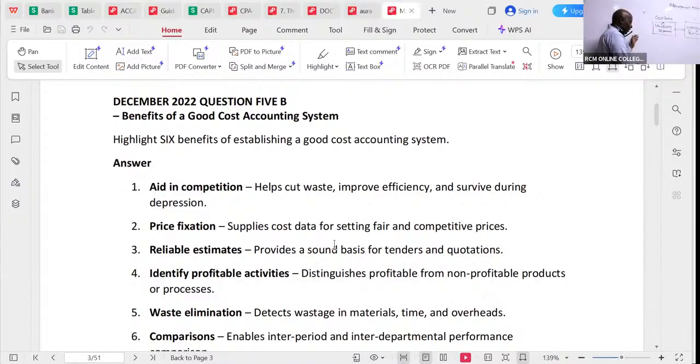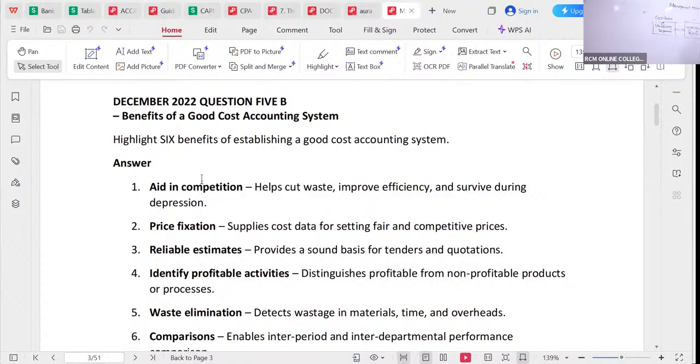Advantages of systems, ladies and gentlemen. For example, if it's a cost accounting system, I can use it to determine my costs and fix my selling price automatically. I can also use dashboards on my screen to measure the performance of my employees and my departments. That is the same language as asking you the functions of a management accountant. So highlight 6 benefits of establishing a good cost accounting system.